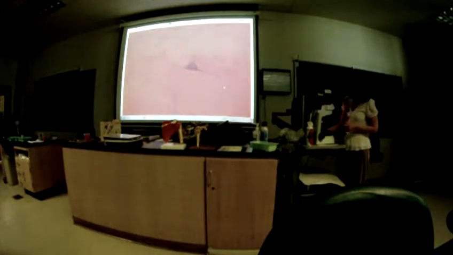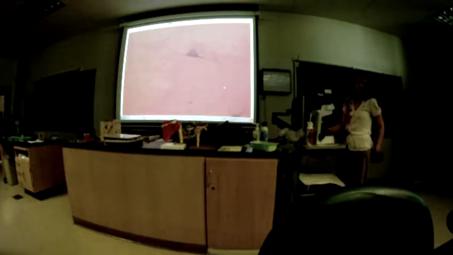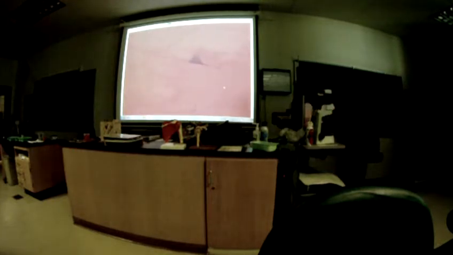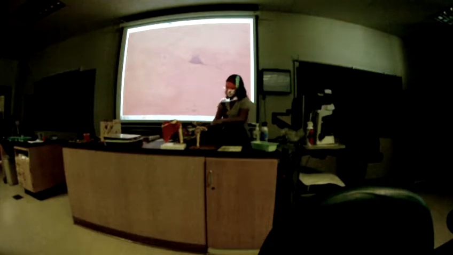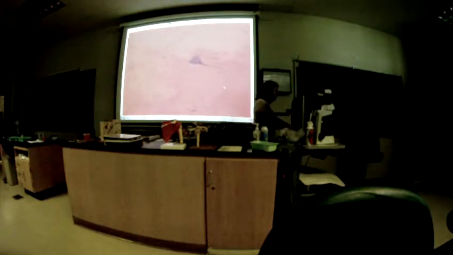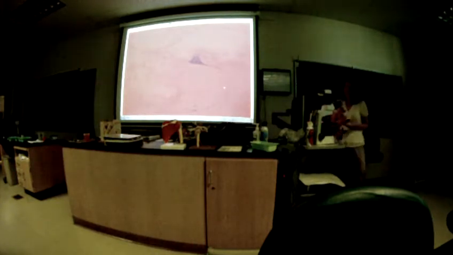Okay, so this is the multipolar neuron slide. It's specially stained so that the neurons are blue. See that there's one there, and there's one there. For the histology exam, are you going to ask what the slide is, or point out specific structures? No, specific structures. Well, it depends on the slide, if it's skeletal muscle.